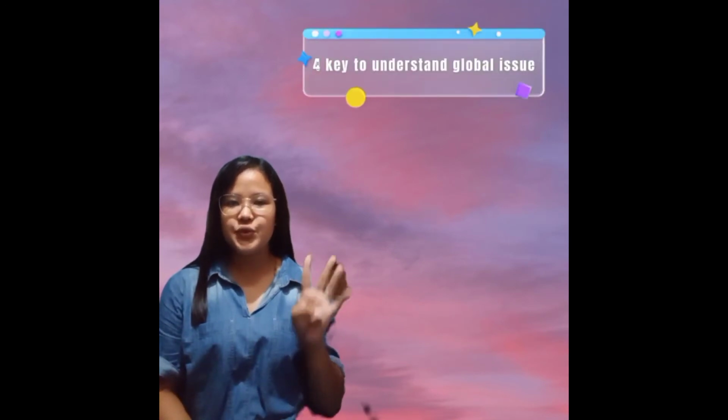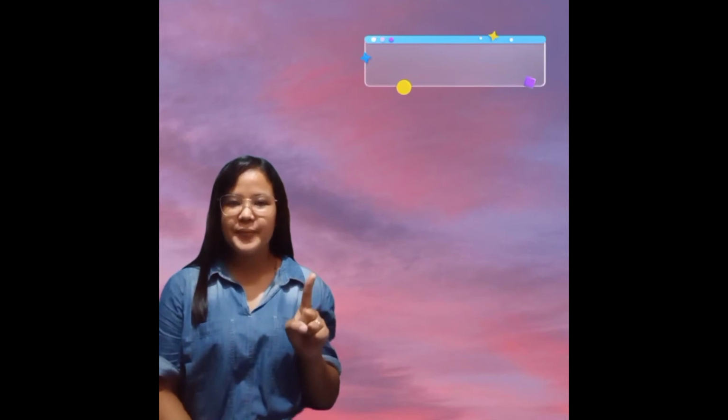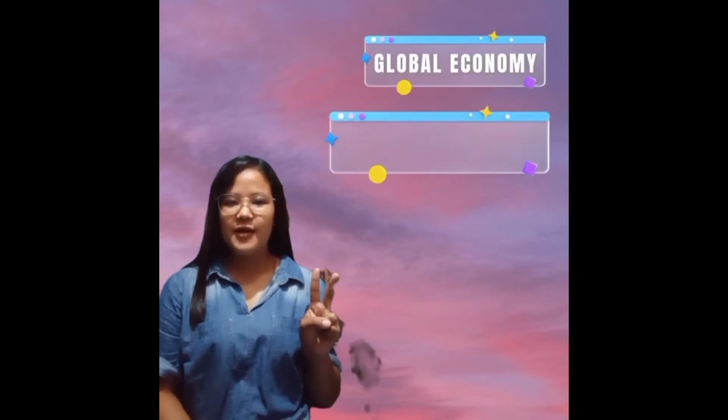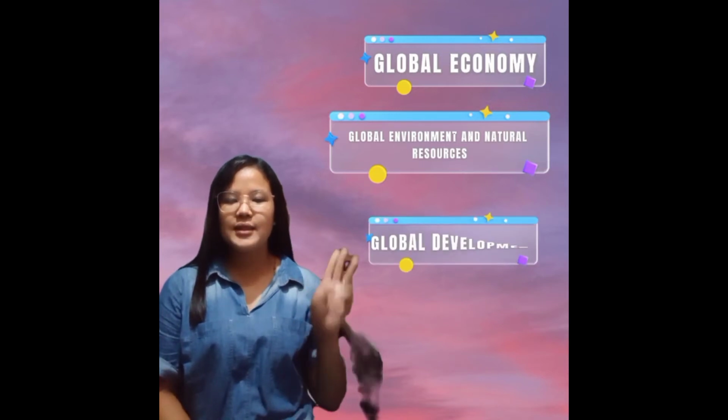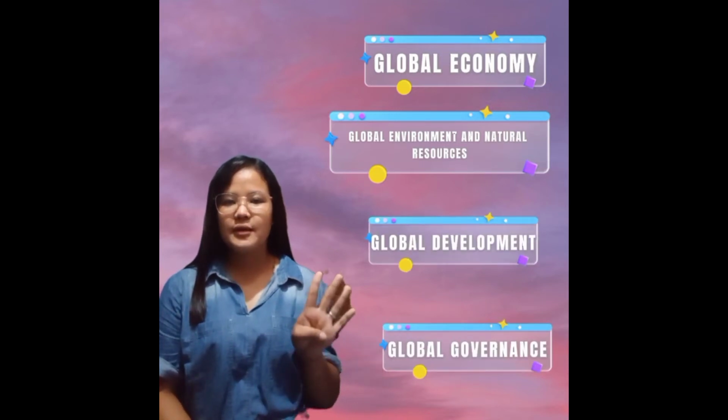For our better understanding, let me tell you the four keys to understand the global issue. First one is global economy. The second one is global environment and natural resources. The third one is global development. And the last one is global governance.